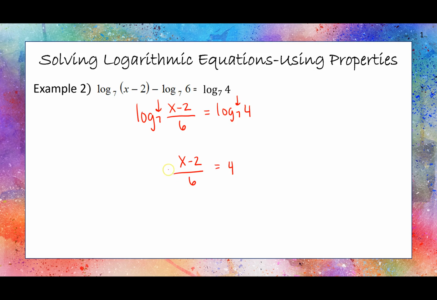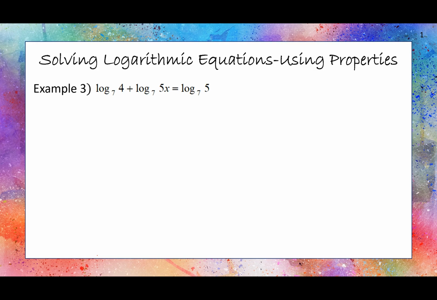Okay, now I'm going to multiply by 6 on both sides. That cancels, and I'm left with x minus 2 equals, well, 6 times 4 is 24. Add 2 to both sides. That disappears, and I get x equals 26. And I'm done.